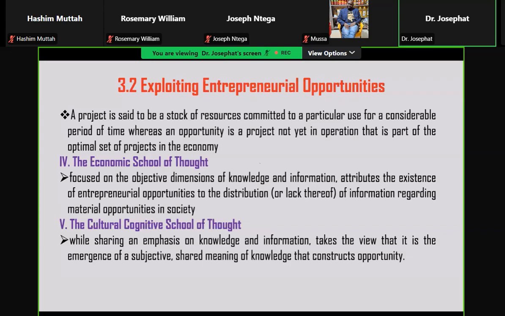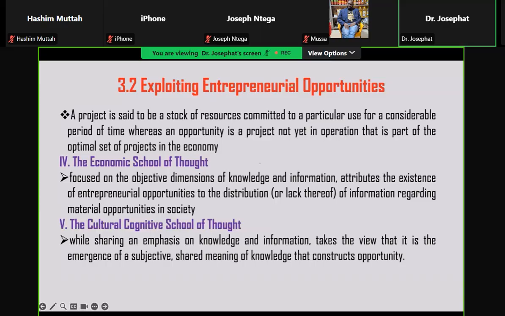If you don't have knowledge, you can find such things as simple things, normal things that have been there for years and years. Lakini kuna mwingine anaweza kuona kwamba no, hiki ninachokitazama hapa na knowledge nacho, nina information nacho, ninaweza kugeuza kuwa fursa and the likes. So the fifth one is the cultural cognitive school of thought.